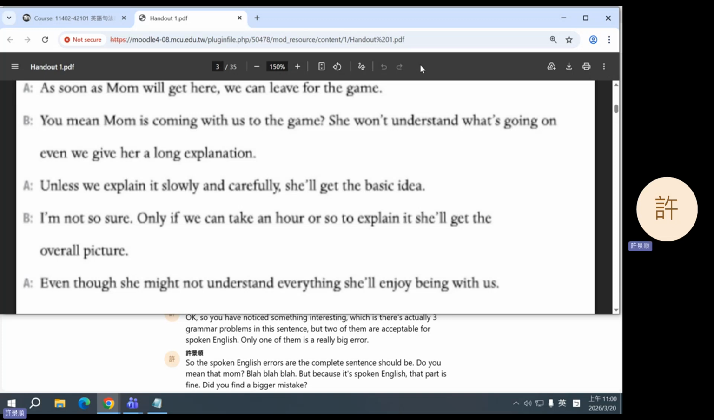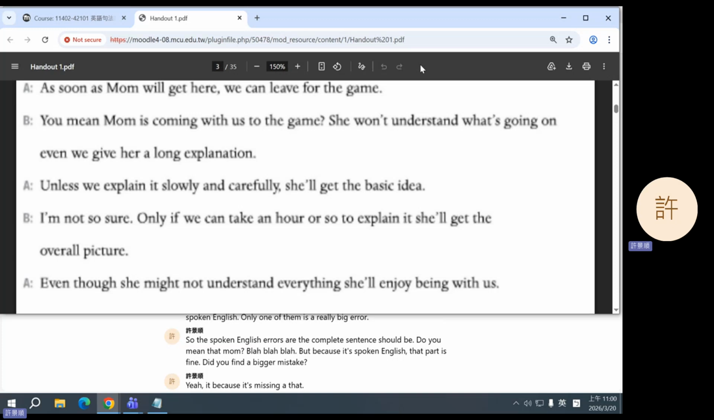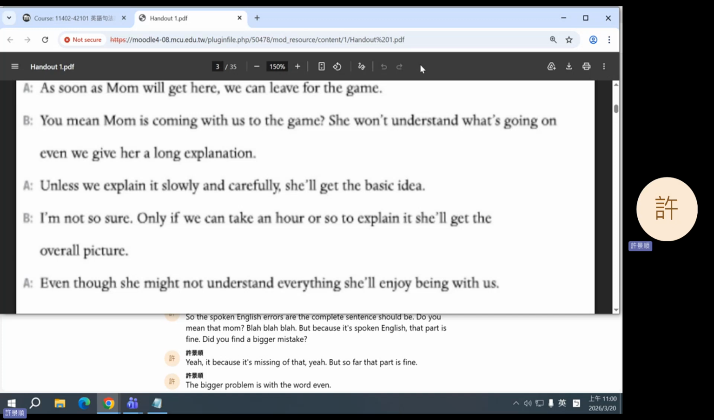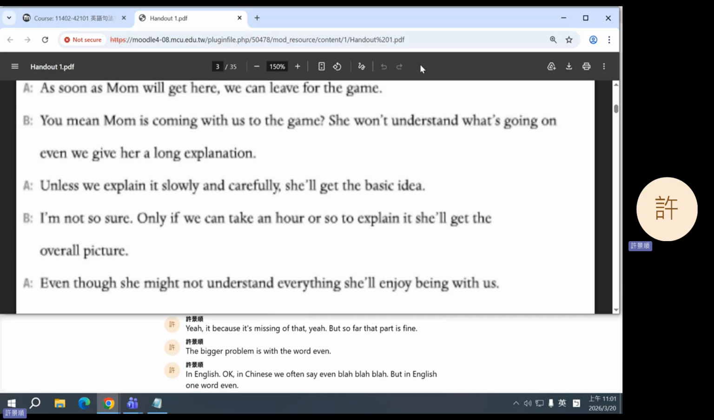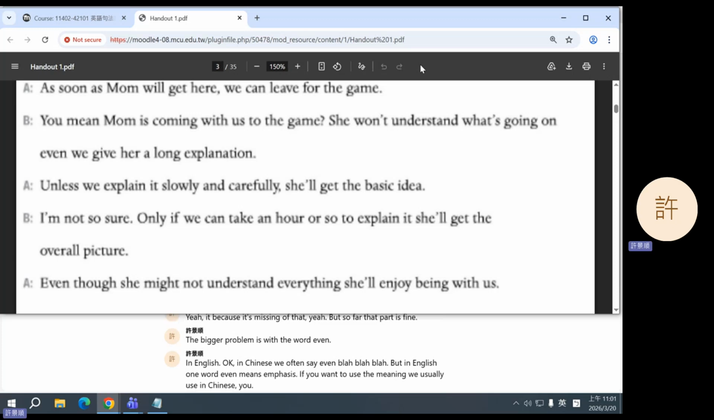Yeah, because it's missing a that. Yeah, but so far that part is fine. The bigger problem is with the word even. In English, okay, in Chinese, we often say even, blah, blah, blah. But in English, one word even means emphasis. If you want to use the meaning we usually use in Chinese, you have to choose even though or even if.